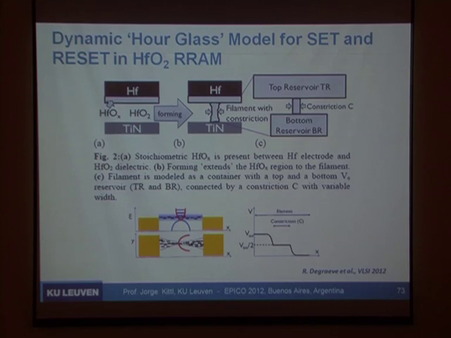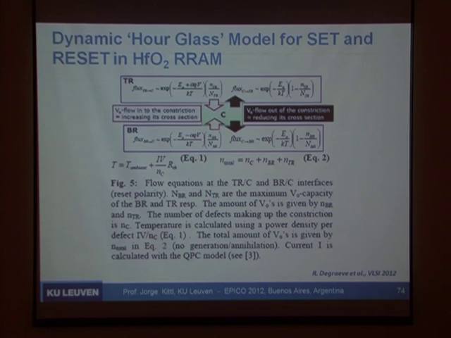So he made some simple assumptions. These are the equations. Some things, like the total number of vacancies involved, you cannot change. The shape of the container you cannot change.